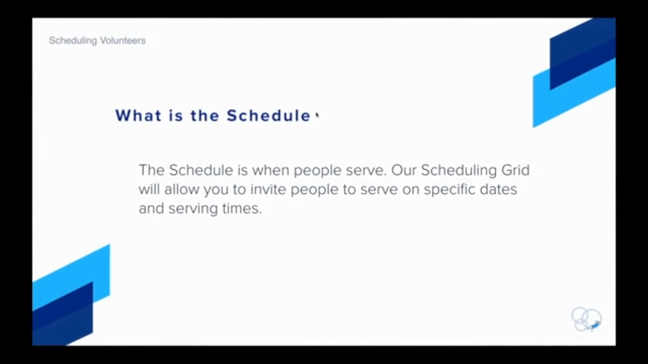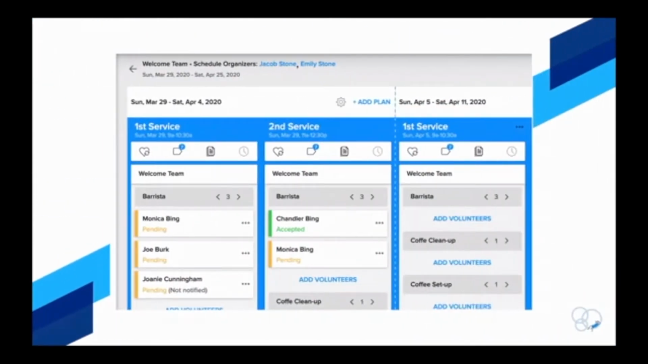So what is the schedule then? The schedule is when people serve. Our scheduling grid allows you to invite people to serve on specific dates and serving times. So here's an example of a scheduling grid. You'll see 2 services and then moving on into the next week. And this is where we add people, and this is where they choose to accept or decline a serving opportunity.